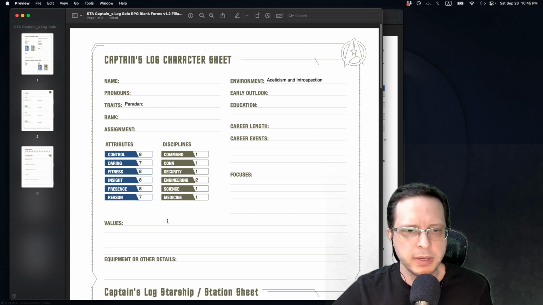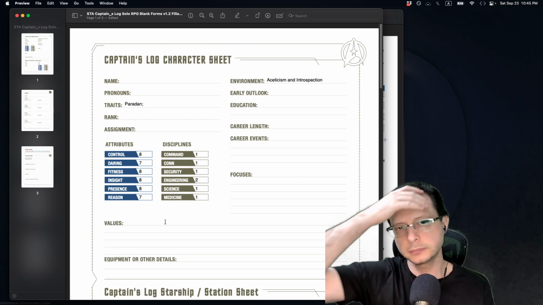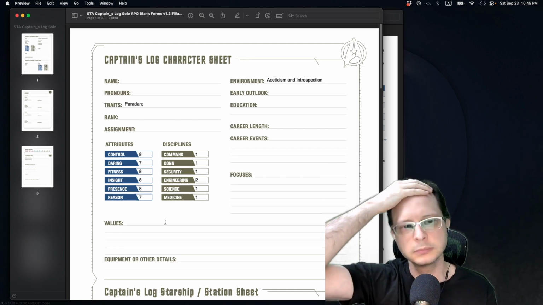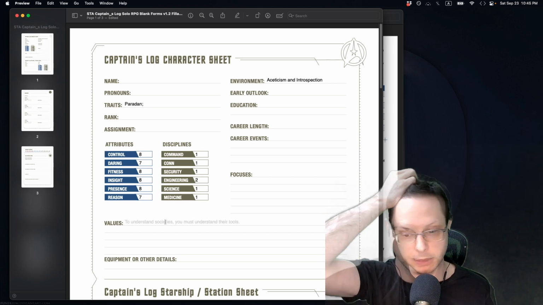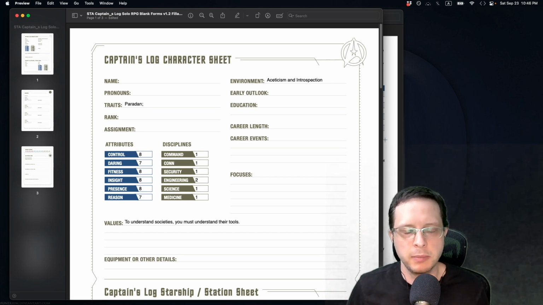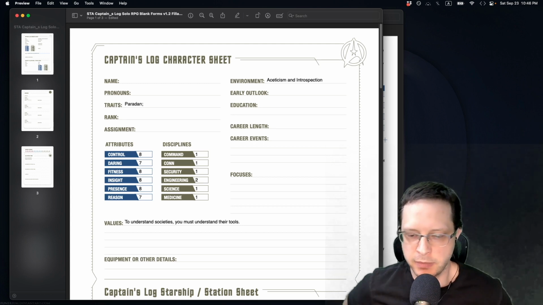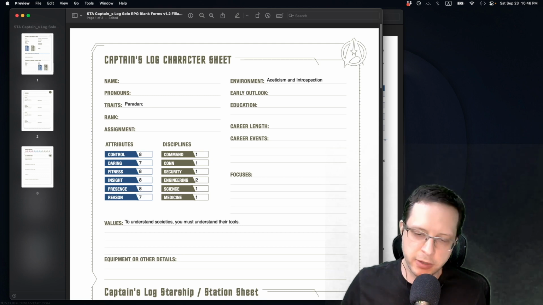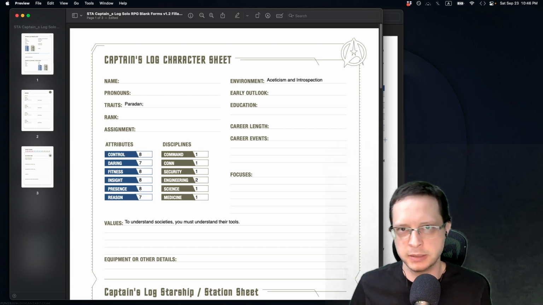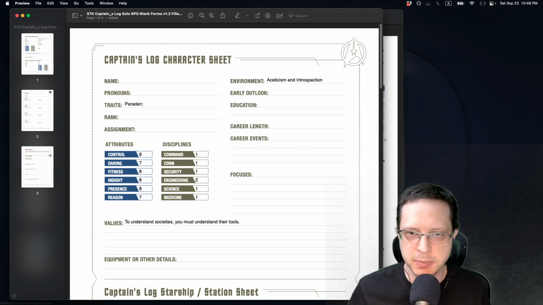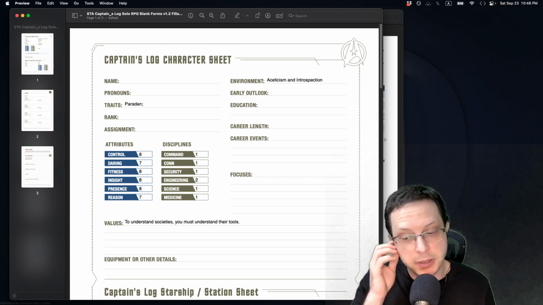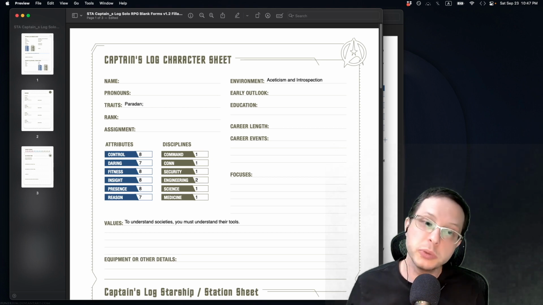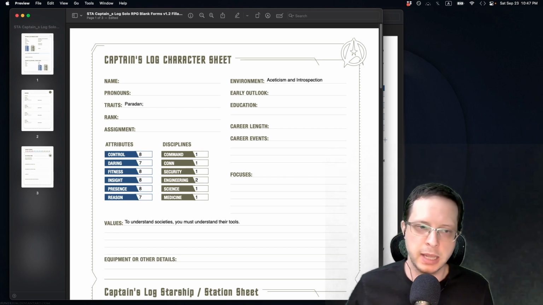Alrighty, and then we need a value. What would be a good aesthetic value? Or maybe rebelling against it. So the value I gave my character, keep in mind, obviously, you can tweak and tailor these as you go, because you might create a value really early on, and then it doesn't really end up fitting your character later, especially if you do a lot of randomization. But the value I decided to put for this one was to understand societies, you must understand their tools. That kind of goes with the engineering trait and control trait that I gave them.